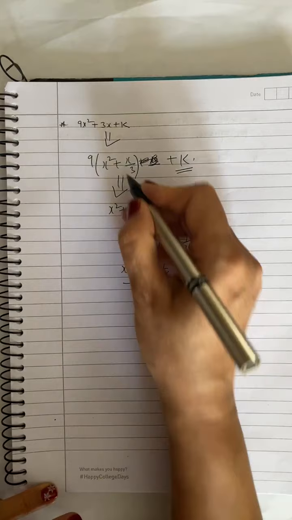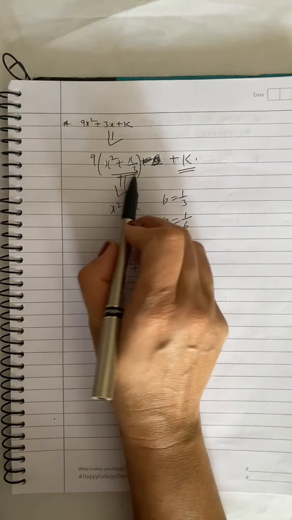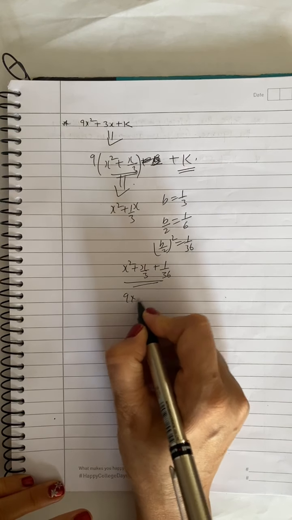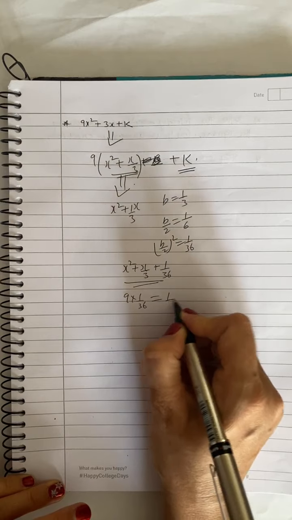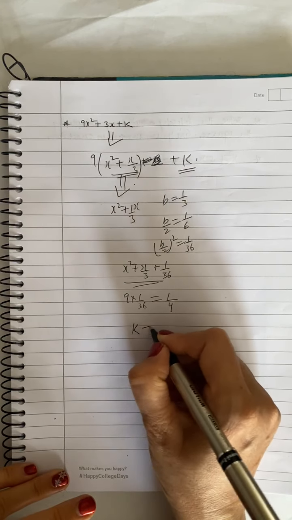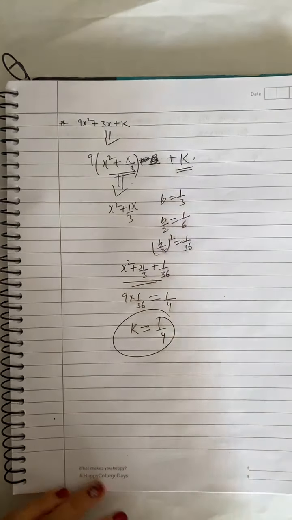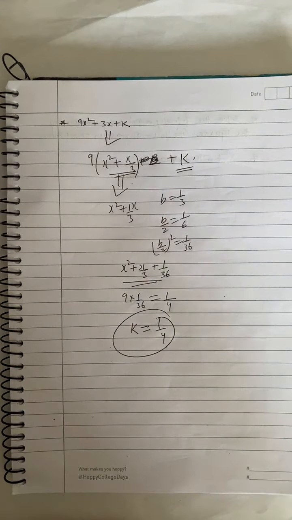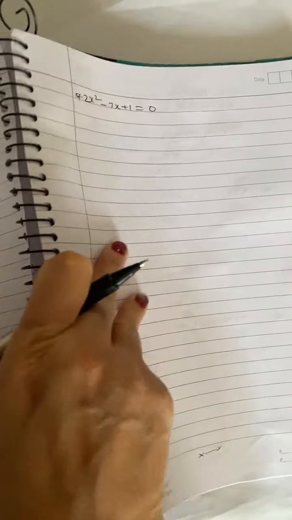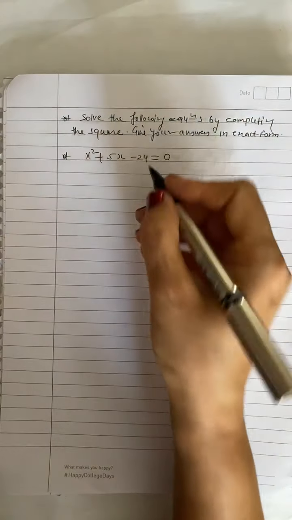But this is only for 1, and we have 9 of such algebraic models in this case. So the unit tiles which we need is 9 times 1 over 36, which gives me 1 over 4. So your k should be equal to 1 over 4. Okay, so that is how you find that. Now I'm going to solve equations by completing the square.